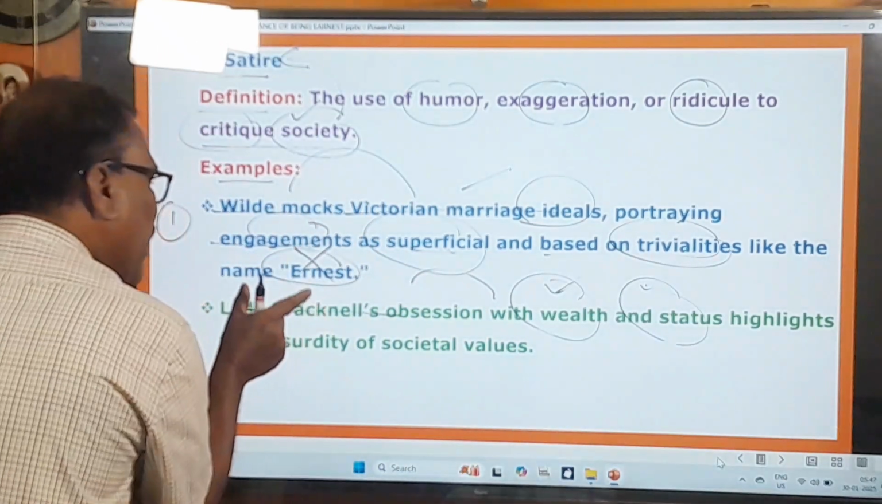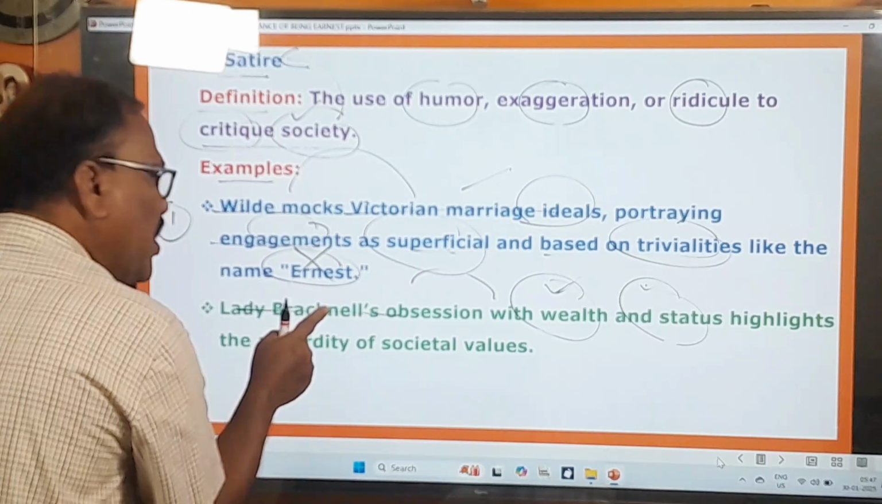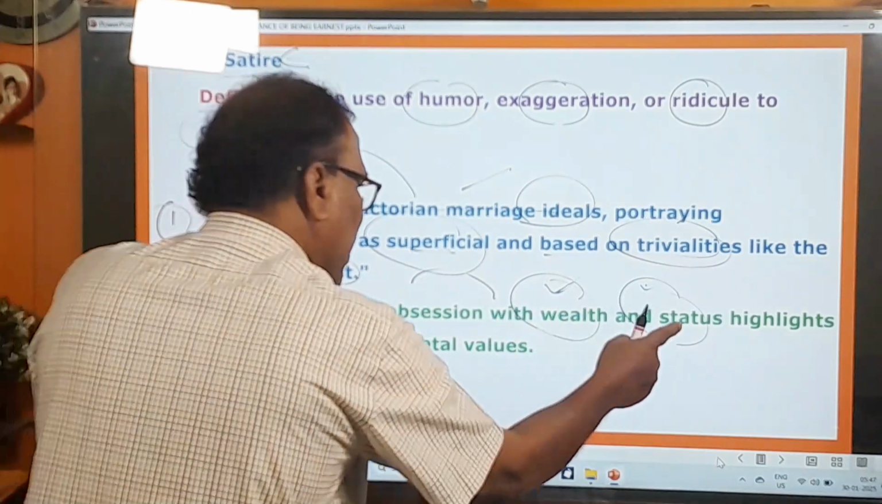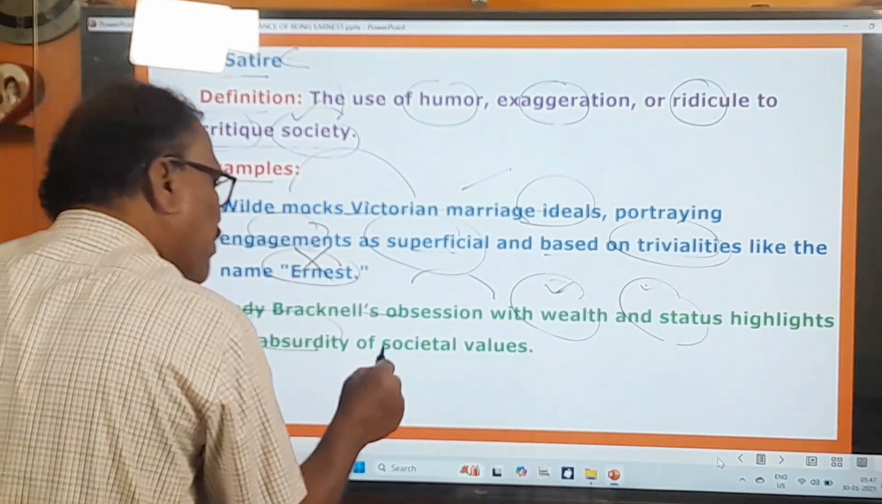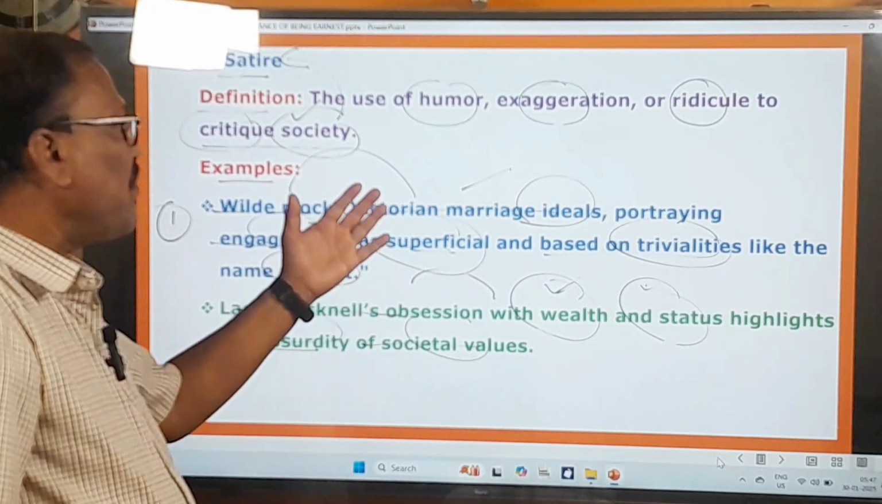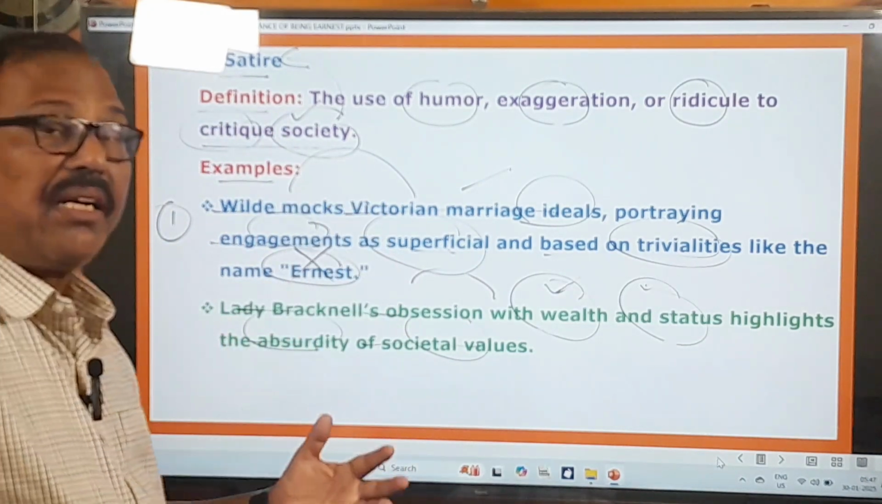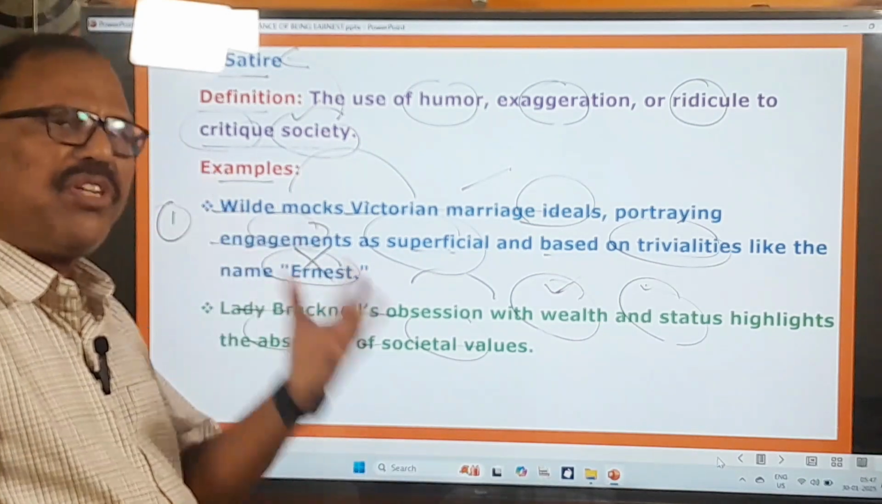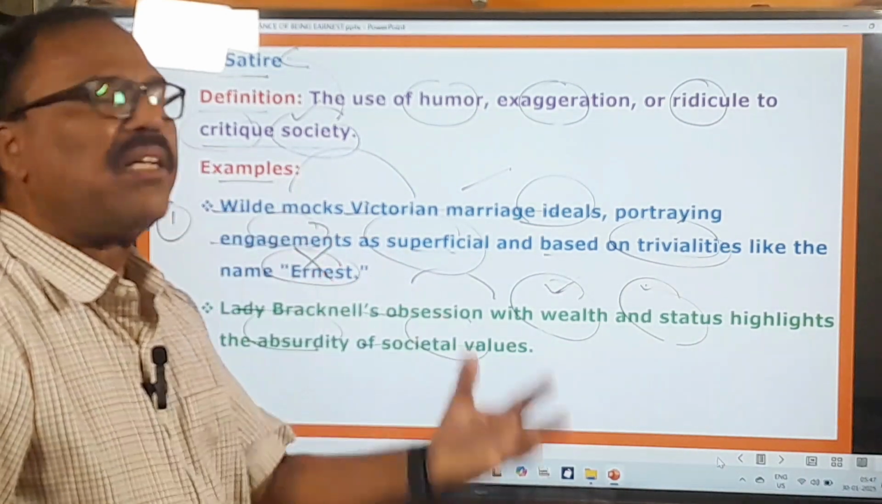So if you look at the character of this Lady Bracknell, she gave top priority only to wealth and status. This highlights a kind of absurdity of the societal values in those days. In the society of this Victorian era, that was a kind of absurdity. It's a kind of foolishness. It is a kind of brainlessness.